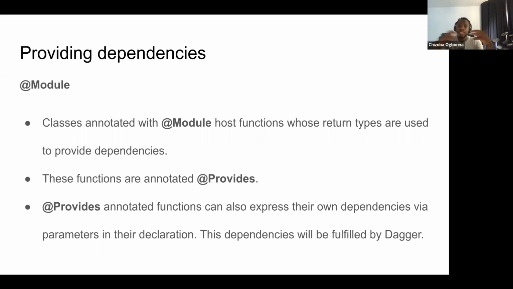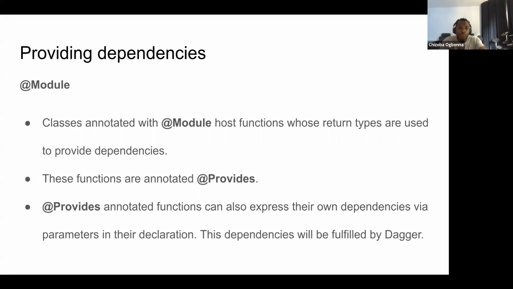They can also have their own dependencies that Dagger needs to fulfill. Imagine you have a provider function for your engine. Probably the engine also needs some other things. Maybe the constructor of the engine takes 3 or 4 other parameters before you can construct it. You can declare those things in the parameters of that function. It's a function, like all other normal functions, you can take parameters. Dagger will know that this provider that wants to provide this engine needs other dependencies specified in those parameters.